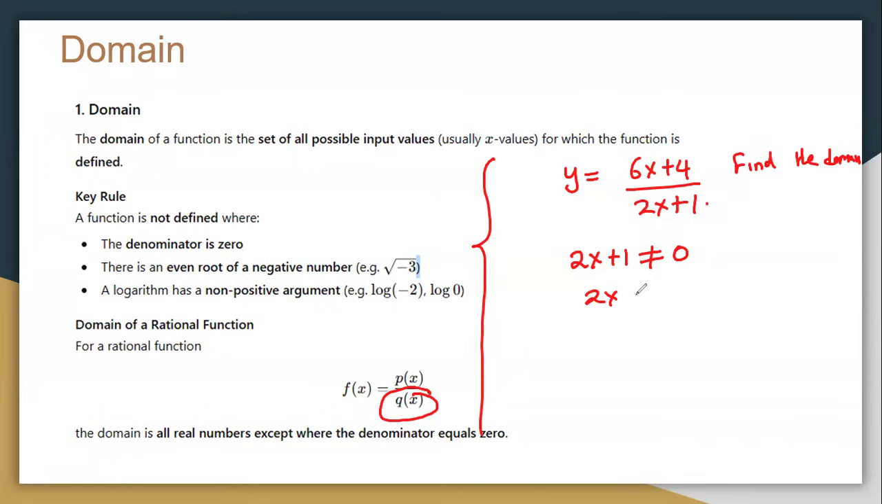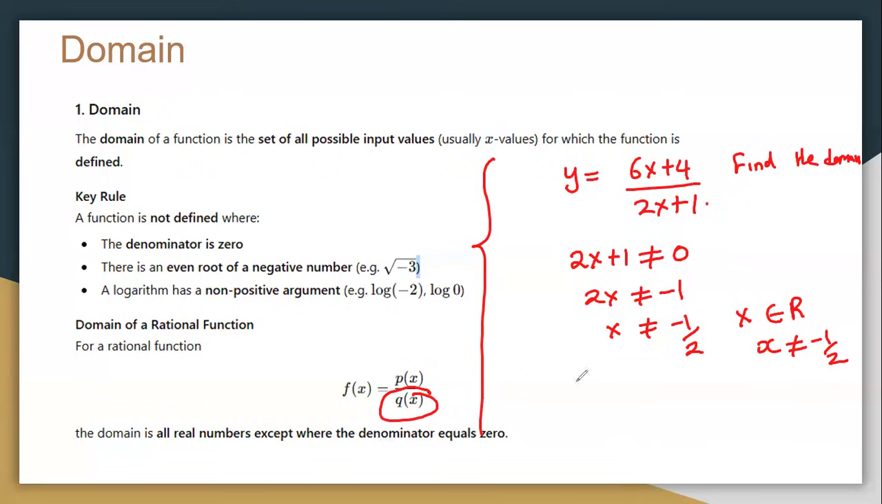So you say now 2x should not equal -1, and therefore x should not equal -1/2. So that means that x is contained within all real numbers apart from when x is equal to -1/2. All other numbers hold apart from this particular number. Hope members have got the difference.